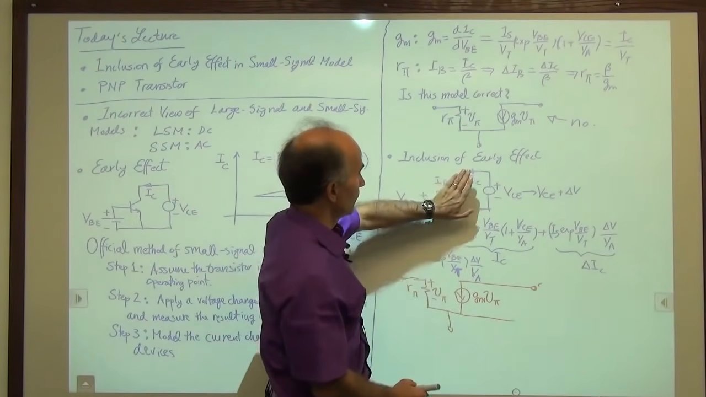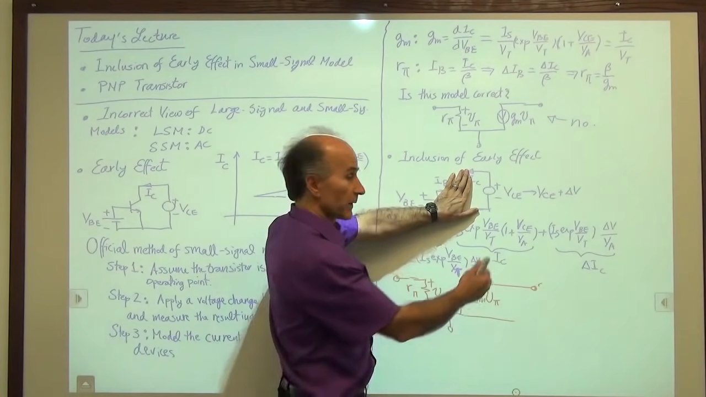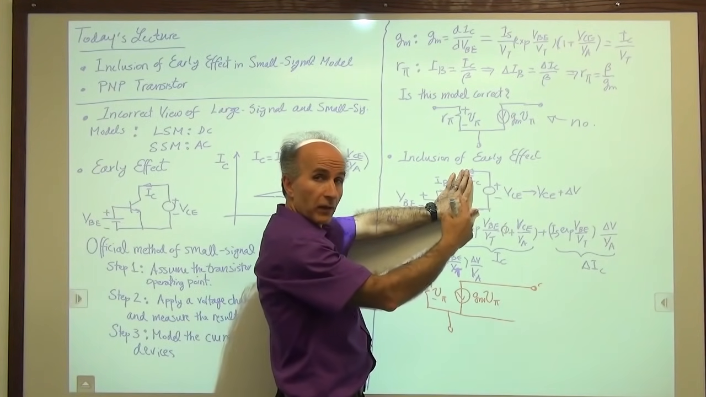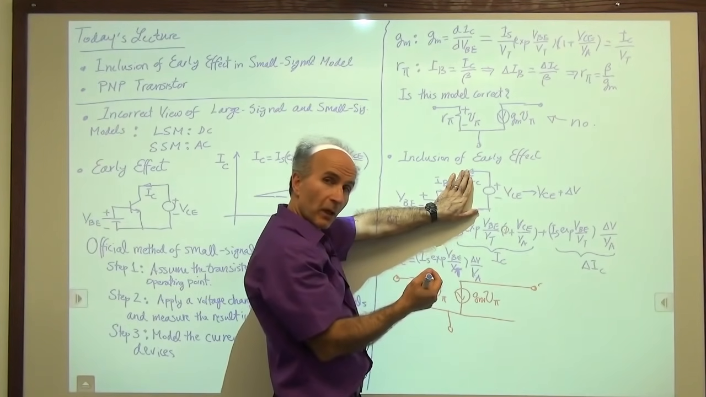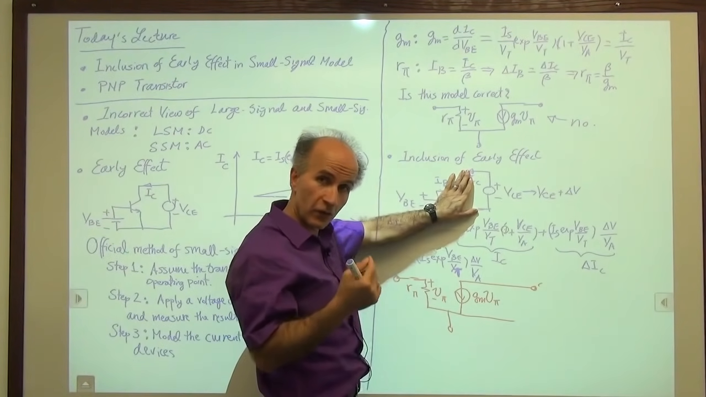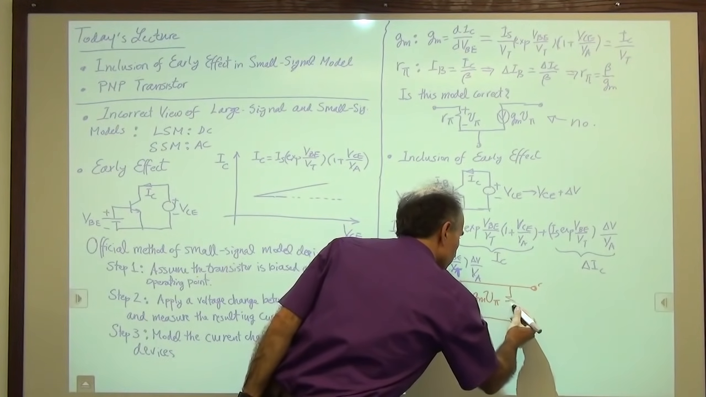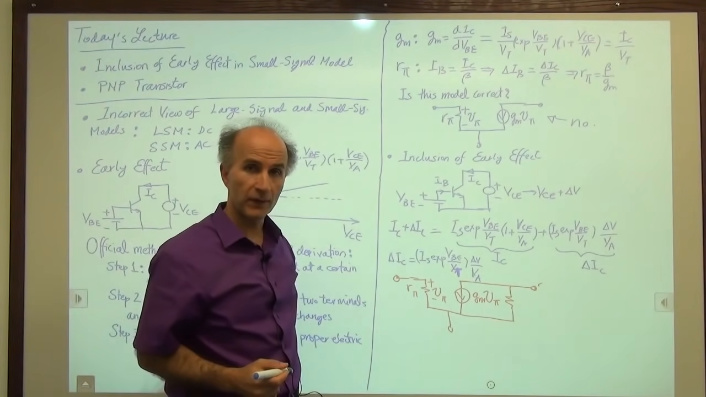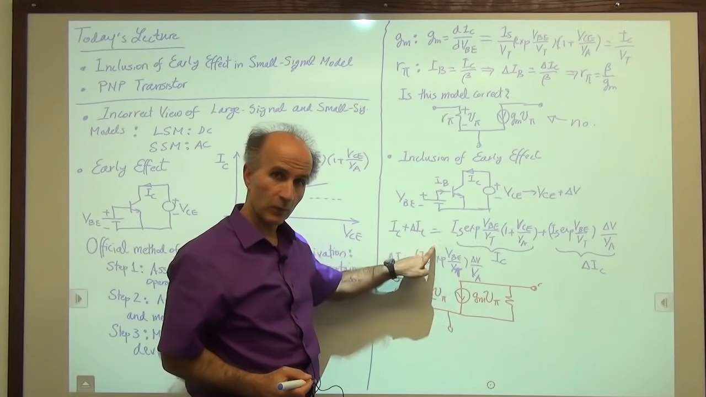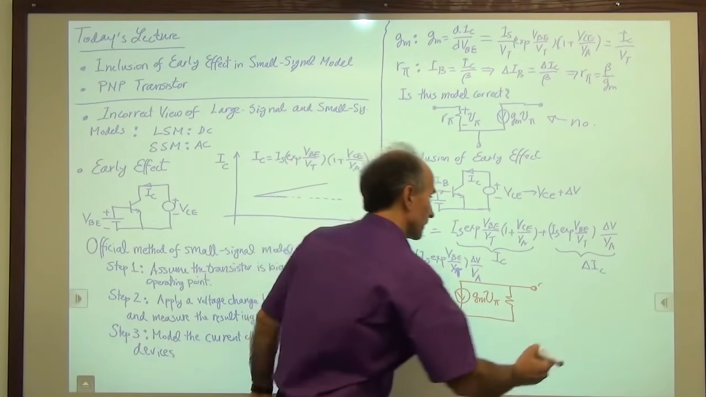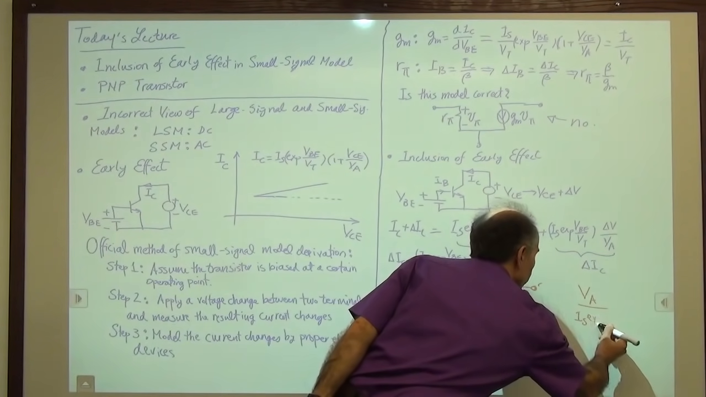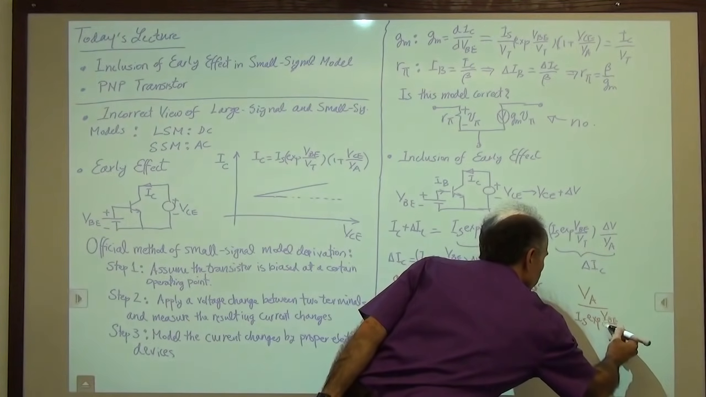So imagine, again, you put all of this in a box. And what you see is that when we increase this voltage by delta V, this current increases by some delta IC, and they are related by a linear term. So how do we model that box? How do we model this behavior? It's just a resistor. So as far as the changes are concerned, it's just a resistor. So we can place a resistor here. How much is the value of that resistor? Well, if this is the change in the current for this much change in the voltage, then the resistance would be the inverse of this. So the resistance would be given by VA over IS exp of VBE over VT.